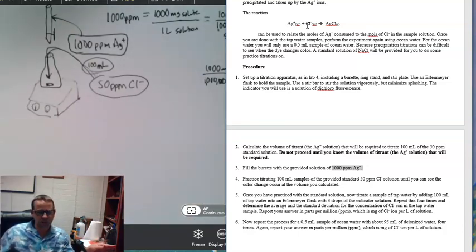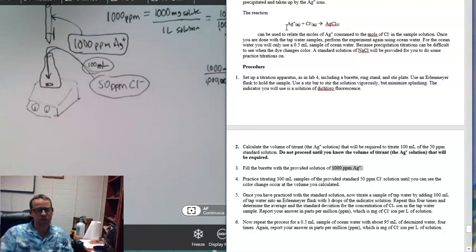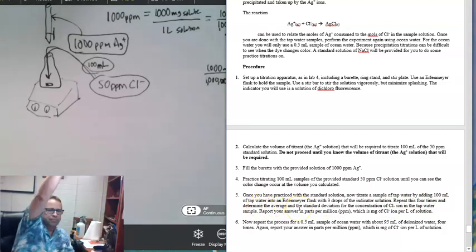So you can do a calculation. You will have to go to the land of the moles, right? And then you can use the power of the equation to identify the relative ratio and identify how many milliliters of your 1,000 parts per million solution of silver ion is going to require. So that'll be something you can know, and once you've practiced and become comfortable with that titration, you're going to titrate a sample of tap water by adding 100 milliliters of the tap water into an Erlenmeyer flask with 3 drops of your indicator solution. And you want to make sure you do it 4 times to get a good average and standard deviation.